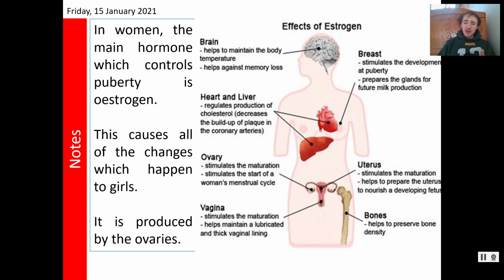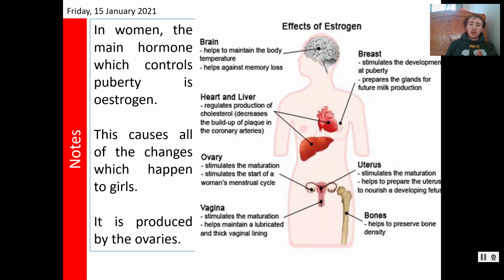Now, everything that then occurs to girls, breast development, all of that, anything that you can associate with puberty is caused by estrogen. And it's produced by the ovaries. So I'm going to talk a lot more about the ovaries and what they do in a second. And actually, in fact, we're going to talk a lot more about estrogen because it's got a key part in the menstrual cycle. But for now, we need to know that it's produced in the ovaries and it causes the changes during puberty. And on the right, you can see some of those changes.